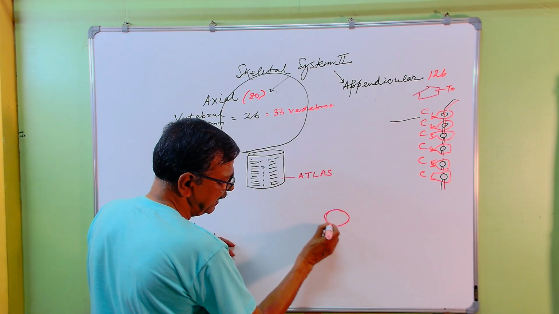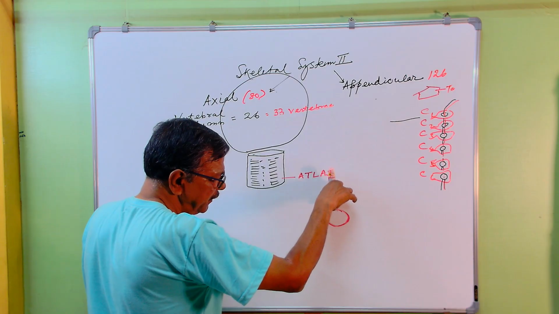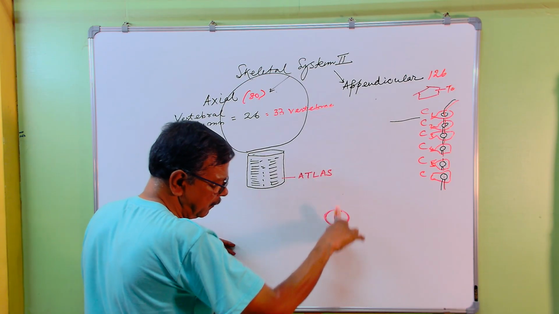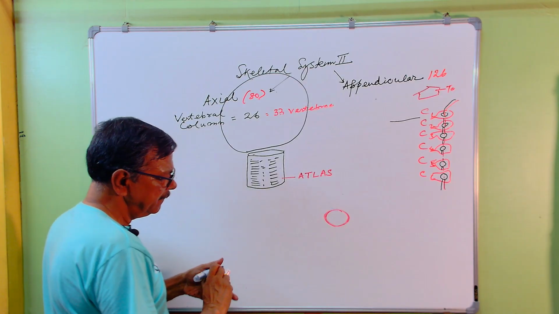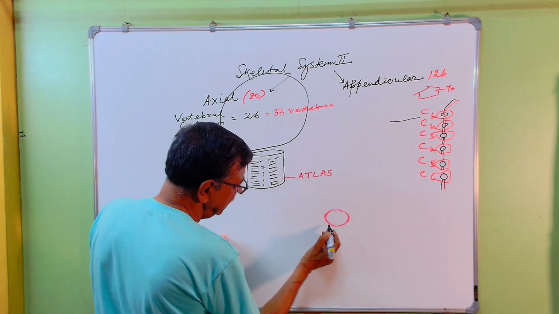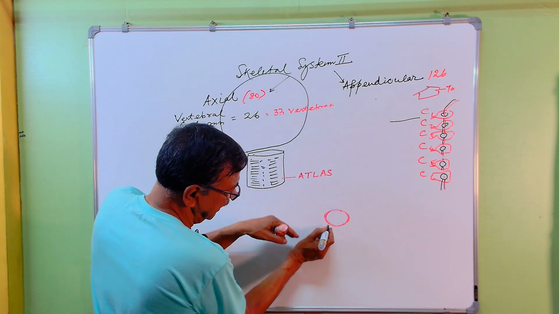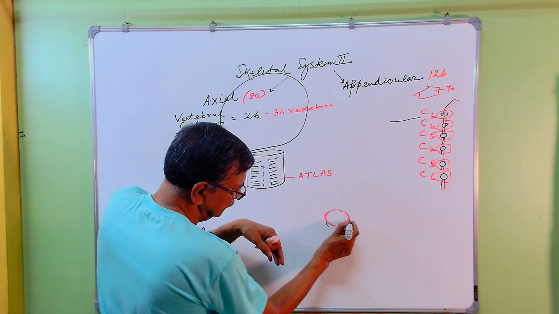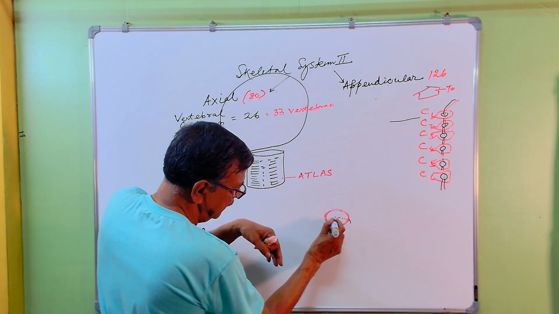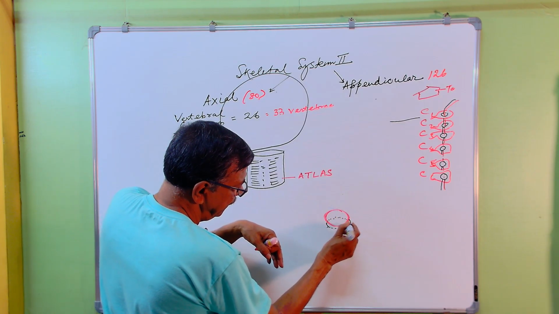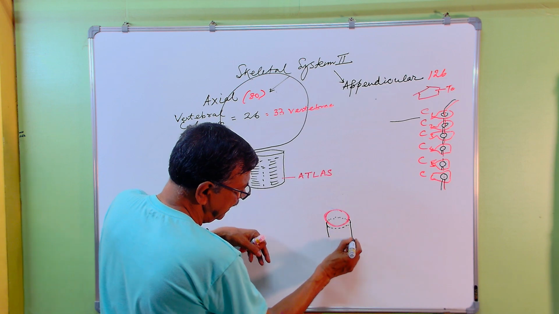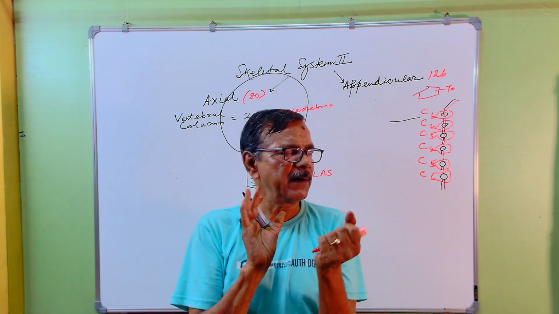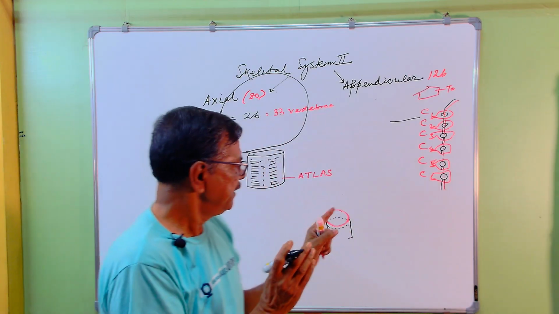This is the foramen magnum, through which the spinal cord will go, and this fits over the neural canal. This is the neural canal, and this is the vertebra. So whenever we nod, we move our head like this, like that.